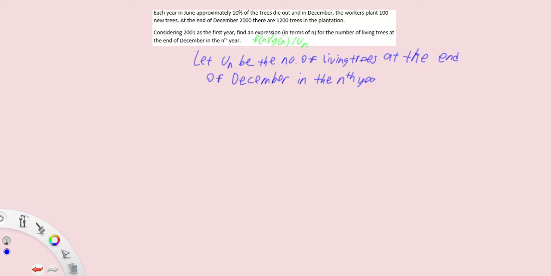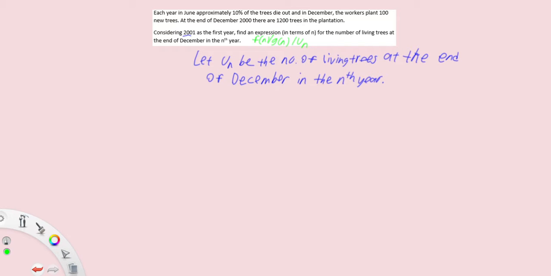All right, so basically what that means is that U1 will be the number of living trees at the end of the first year, which will be December 2001. U2 would then be the number of living trees at the end of December in 2002, because we have U1 as 2001. All right. So let's look at the context of the question.